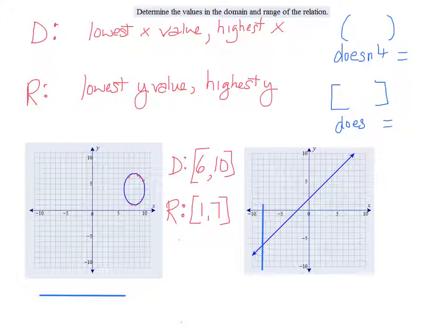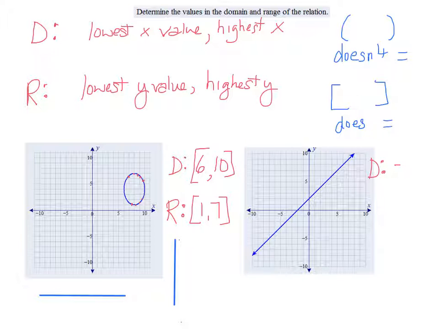And if you figure out what your highest value is, this thing keeps going to the right, keeps going to the right. Let me move it up here. It keeps going to the right. And even though it hits right there, that arrow says it's going to keep on going, so this is going to keep going to the right. I don't have a lowest x value or a highest x value. They go on forever.